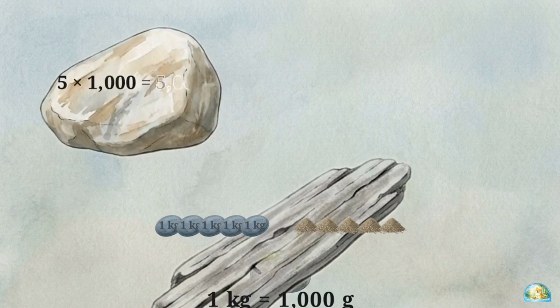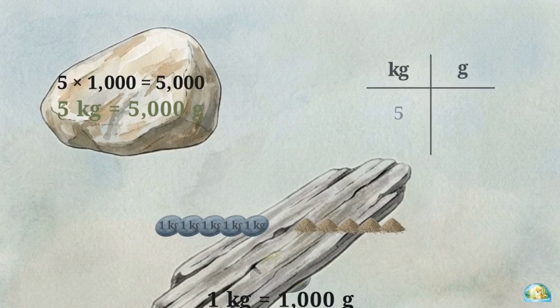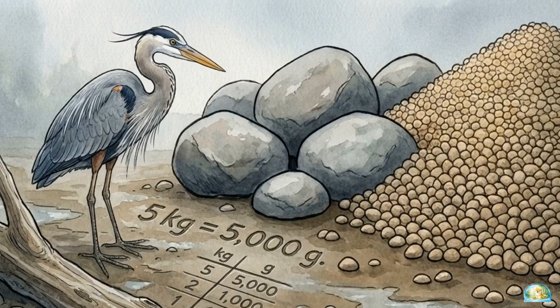To calculate the total grams for these 5 stones, we multiply 5 by 1,000. 5 kilograms equals 5,000 grams. We record this as the pair 5, 5,000. Even though we are measuring mass instead of distance, the metric system uses that same process of multiplying by 1,000.